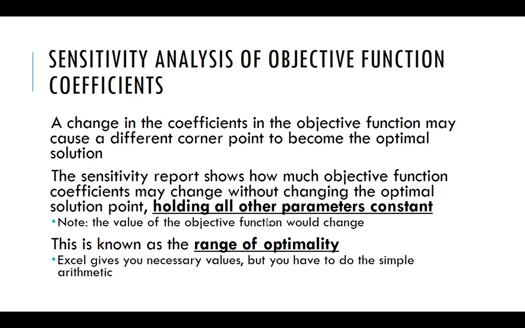That means we can only change one coefficient at a time, and we're not changing any of the constraints or any of the coefficients on the constraints. Now the value of the objective function would obviously change if we change the coefficient from $8 to $9. If that's within the range of optimality, then yes, we would make $480 more. How much the objective function coefficient can change without changing the optimal solution point of 480, 240 is known as the range of optimality. Now Excel gives us the necessary values, but you have to do the simple arithmetic to get the range itself.